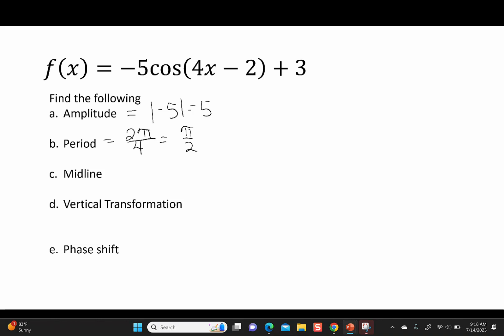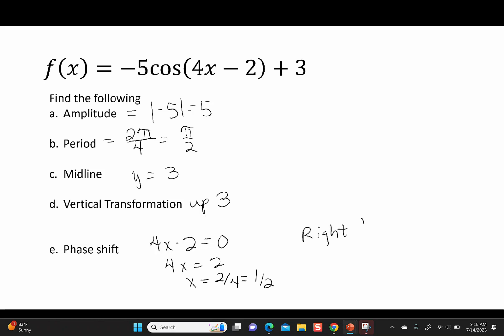The midline will be equal to y equals 3, which says we have a vertical transformation up 3. The phase shift comes from taking 4x minus 2 and setting it equal to 0. This says 4x is equal to 2, which says x is 2 over 4, which is 1/2. We will move to the right 1/2.